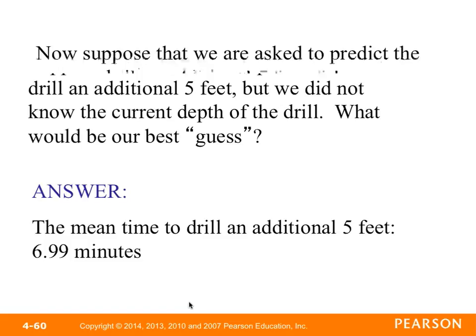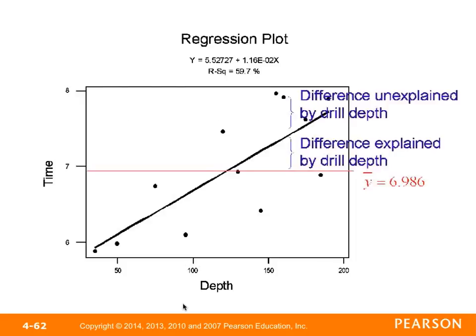So our guess has increased from 6.99 minutes to 7.39 minutes based on the knowledge that drill depth is positively associated with drill time. So we would notice that as we put smaller values in, like if we had 80 feet or 50 feet or 10 feet, our values would get smaller and smaller, the smaller the value that we put in for x.